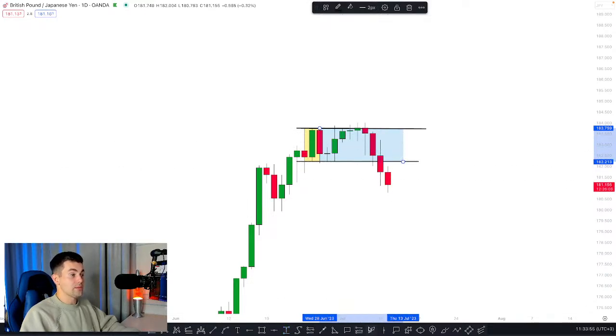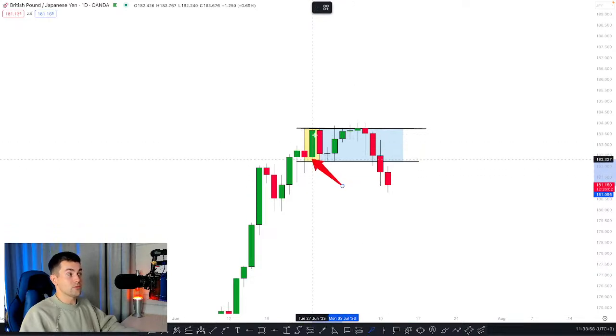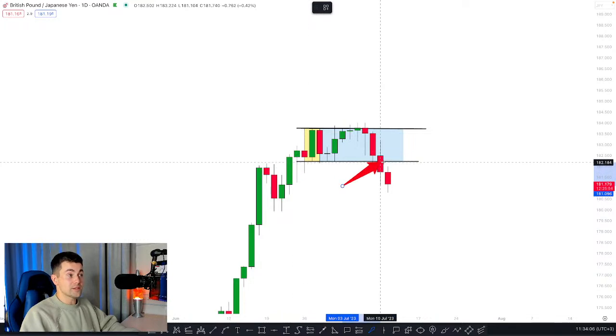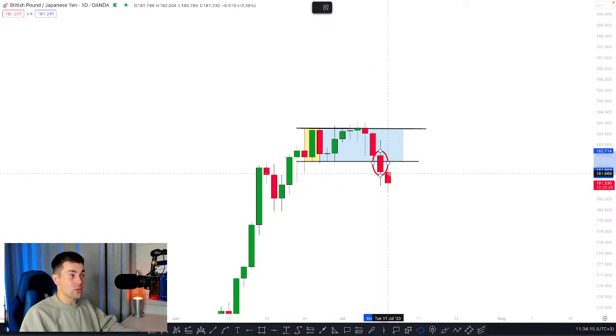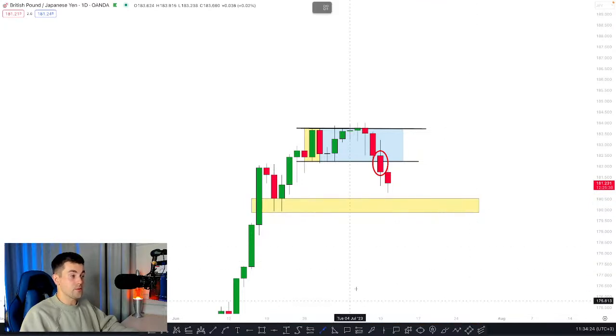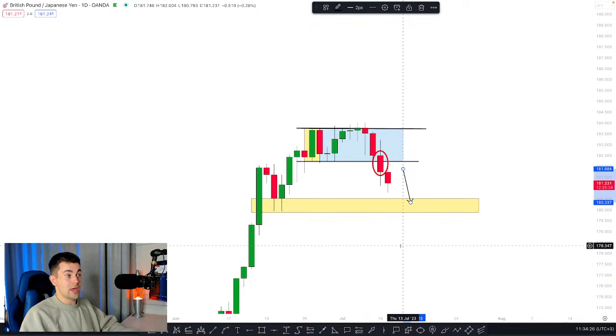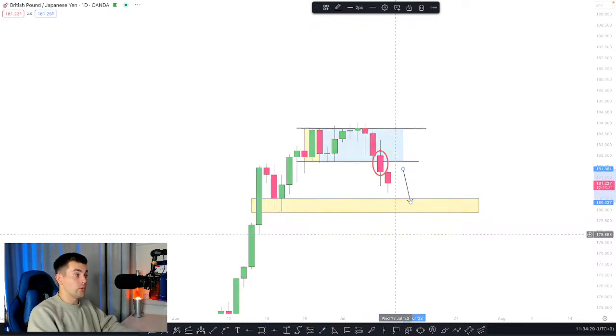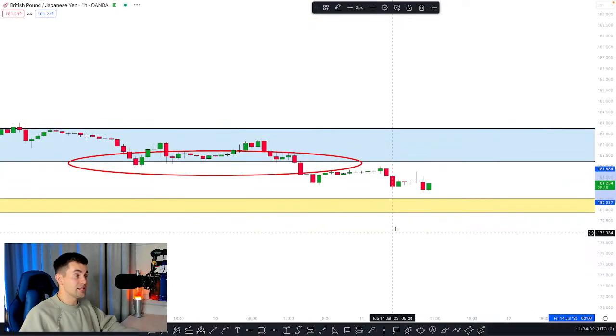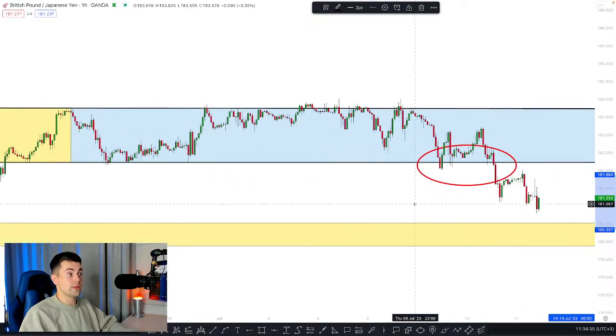You can see that is the inside bar formation right here, and the lower boundary of the range of the inside bar was successfully violated to the downside. With that daily candle, we closed below the lower boundary of the inside bar. So of course, it is a very strong bearish signal, and it will most likely trigger a bearish movement to that support. So for now, the outlook is very bearish, and I expect a bearish continuation on the pair.